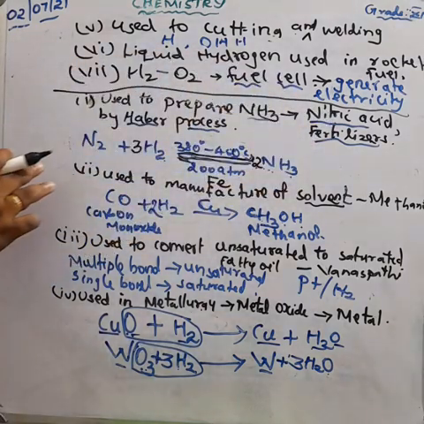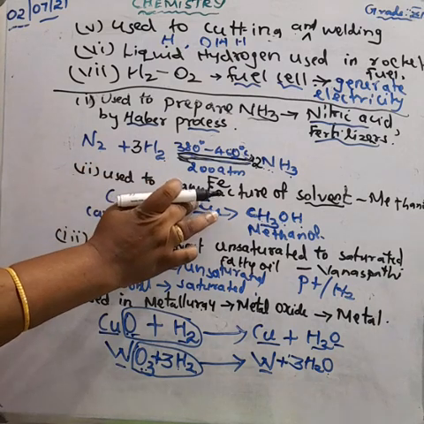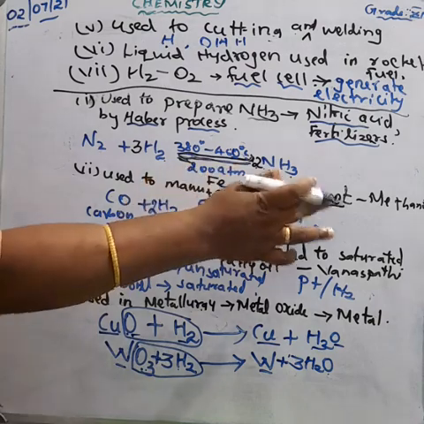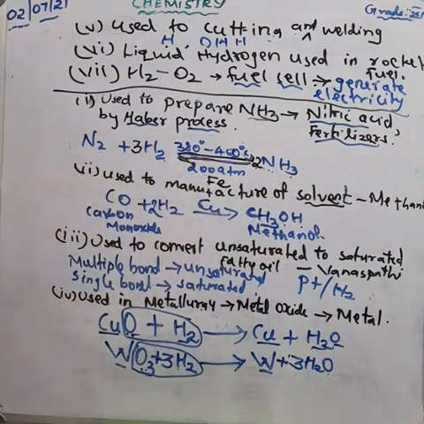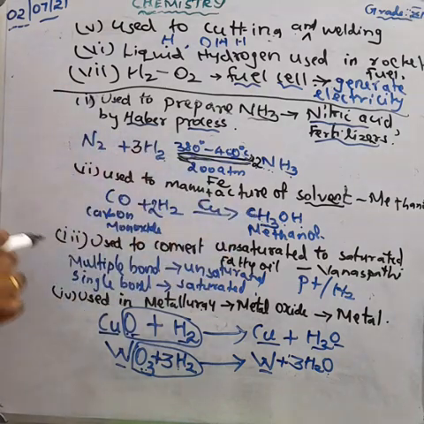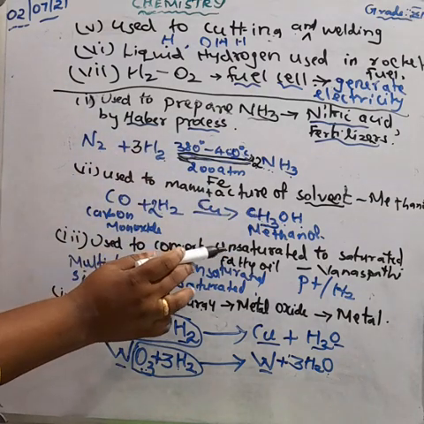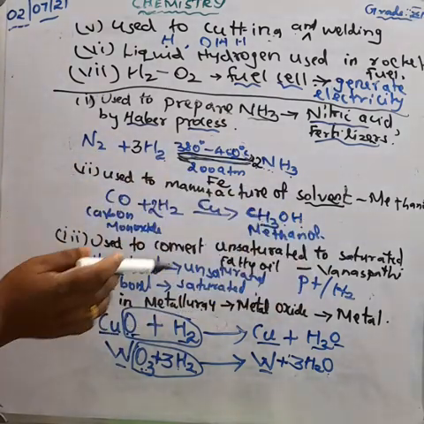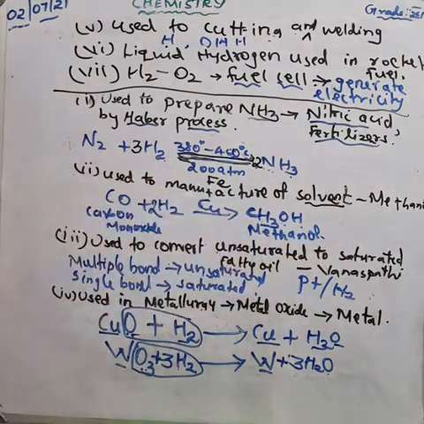Okay, and the second use, it is used for preparing the solvent. This is to prepare the solvent by using carbon monoxide and hydrogen, with copper as catalyst. What is the third? It is used to convert the unsaturated fatty acid to saturated fatty acid.